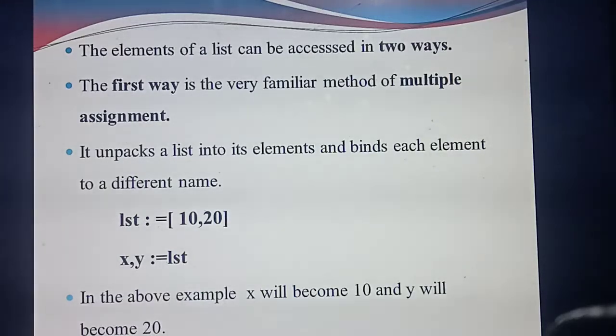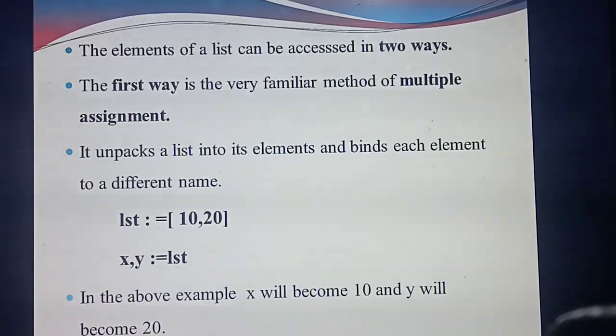So to access the elements in a list, there are 2 methods. What's the name of the first method? Multiple assignment. So what's the use of multiple assignment? First it will unpack, so it will arrange in order, meaning it will unpack the elements inside the list. Next it will give a different name for each element. Maybe 10 elements means it will give 10 different names, 20 elements means 20, 3 elements means 3 different names.